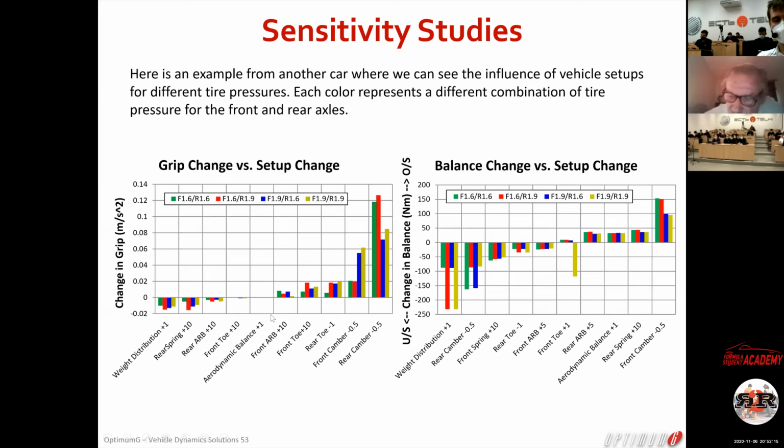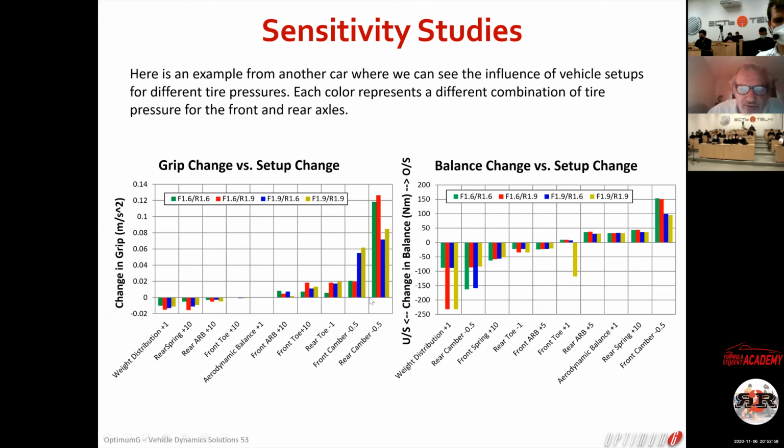This is the change. I'm going to show you 4 graphs. Again, grip, balance, control, and stability. And you have here 4 possibilities of tire pressure. This is in bar: 1.6 front and rear, 1.6 on the front and 1.9 on the rear, 1.9 on the front and 1.6 on the rear, or 1.9 all over. And here you have parameters: weight distribution, rear spring, rear anti-roll bar, front toe, aerodynamic balance, front anti-roll bar. Maybe something is wrong here because I have the front toe twice, so there must be a rear toe, rear camber, front camber, and so on.